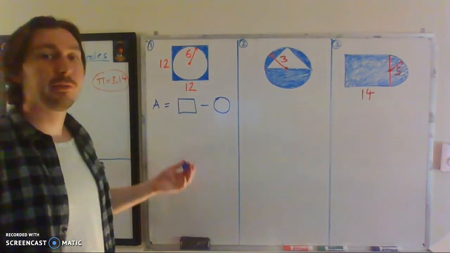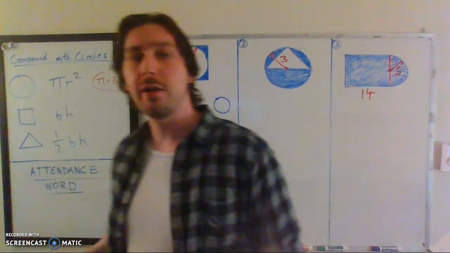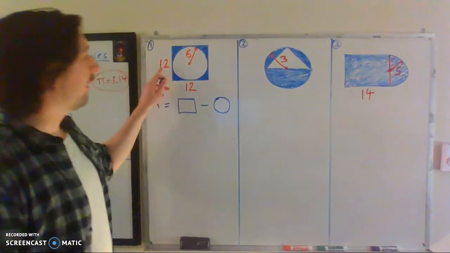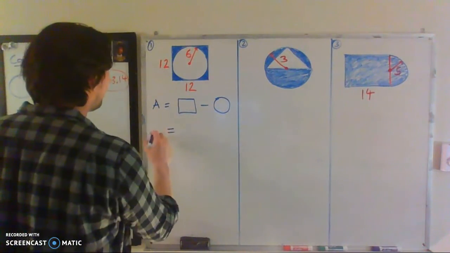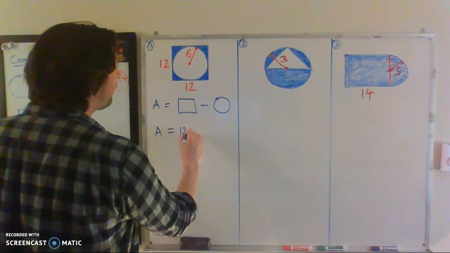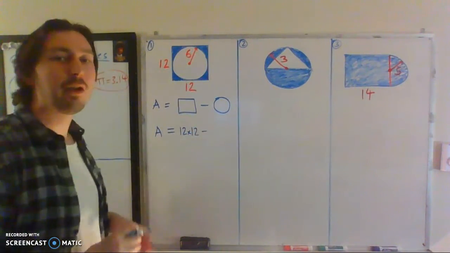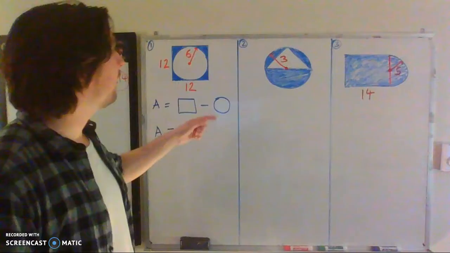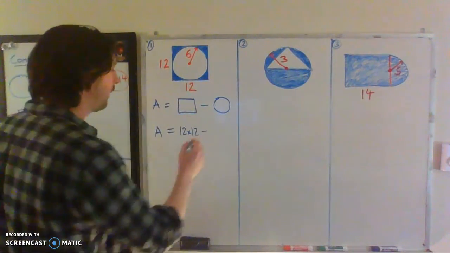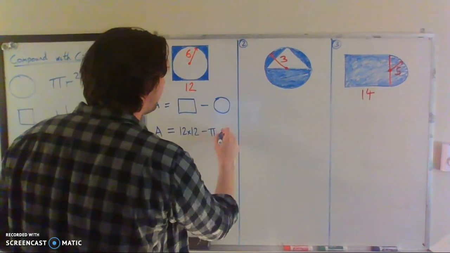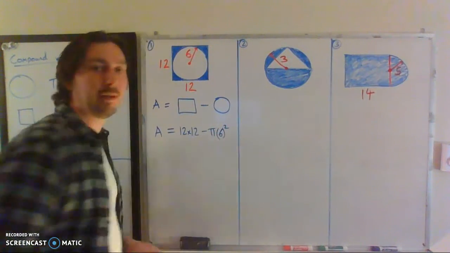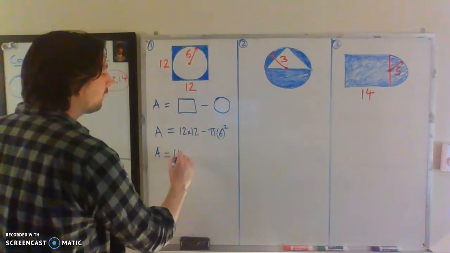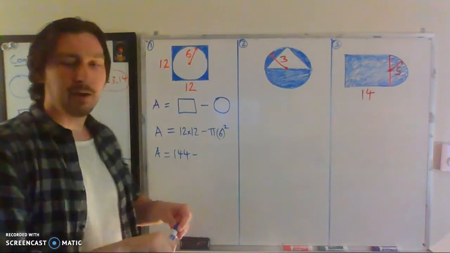So the area of the square is not too bad, alright? The area of a rectangle or a square is base times height, 12 times 12. Take away the area of the circle, which is pi r squared. And the radius is 6 here. So pi 6 squared. And that's how I'll get it. 12 times 12, 144. Pi r squared.